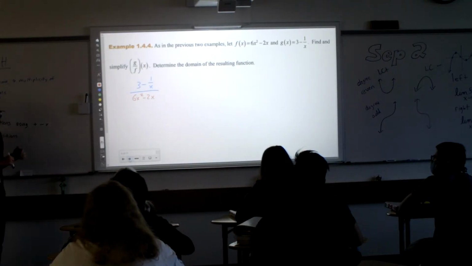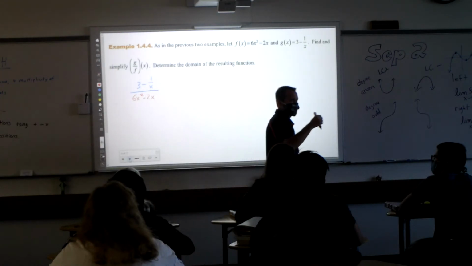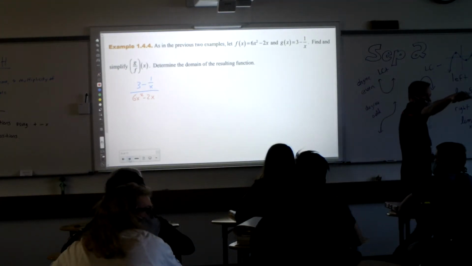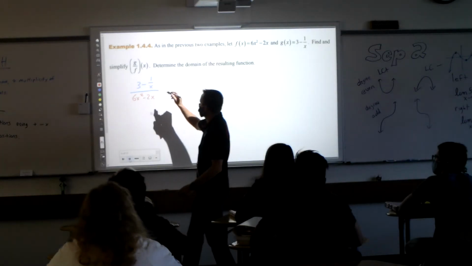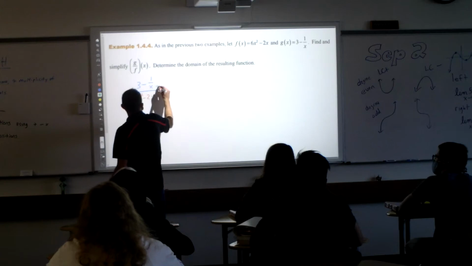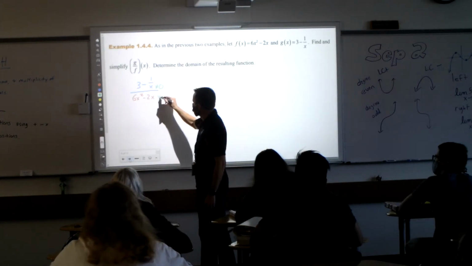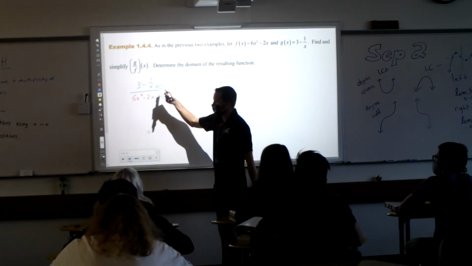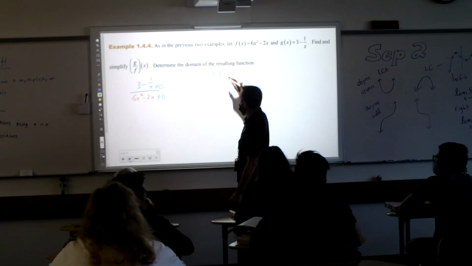The domain. Now, here's the thing. We can't let the denominator be 0, but how many denominators are there? There you go. There's 2 denominators. I see this one right here. This one's easy. We're just going to put a little note here. Don't let that be 0. This one right here. Don't let that be 0. Well, this is easy. What's our first part of our domain? We can't let x be 0.